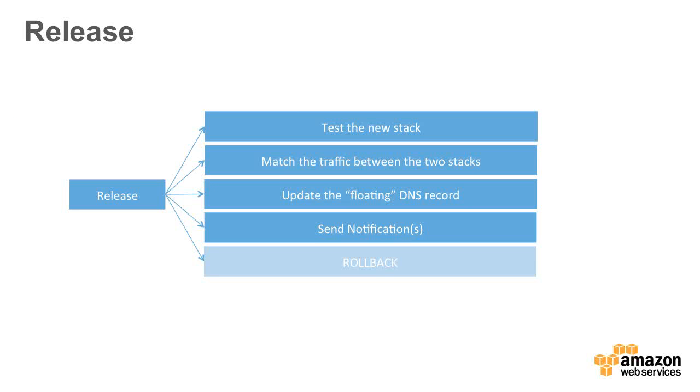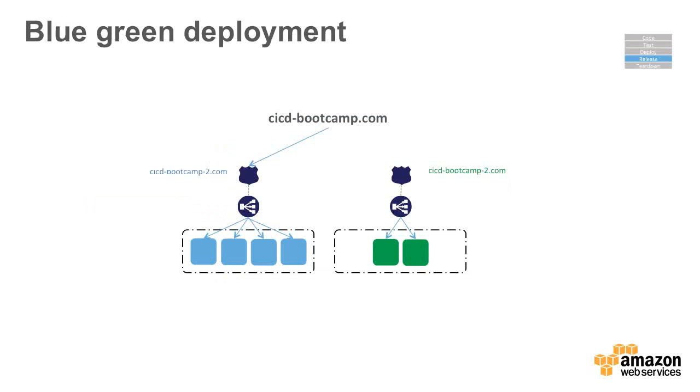We could do things differently here. We could do it behind our load balancer if we needed a little more control. But for simplicity's sake, and in this case, DNS is appropriate, so we'll be doing that. Then we would send notifications potentially to teams of people to let them know that the release had been successful. And then optionally, we'd have a rollback phase. So let's think about that diagrammatically. Okay, here we have our BlueStack, which is our current production environment.